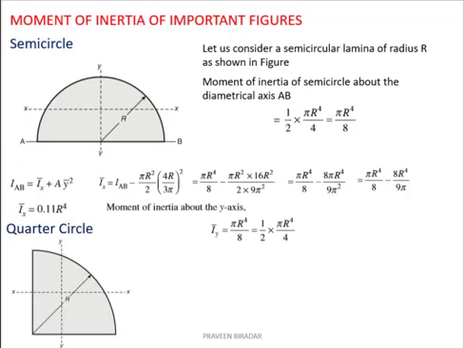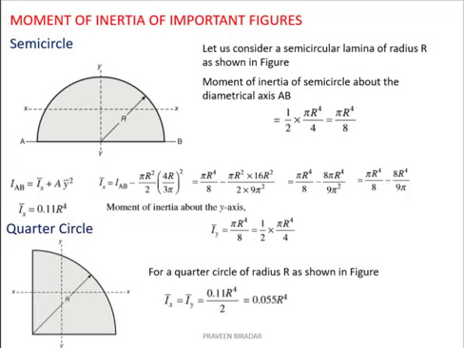Similarly, I will go to quarter circle. Quarter circle of radius r is half of semicircle. With respect to this centroid axis, Iyy equals 0.11 r4 by 2, that is 0.055 r4. This is exactly half of semicircle.